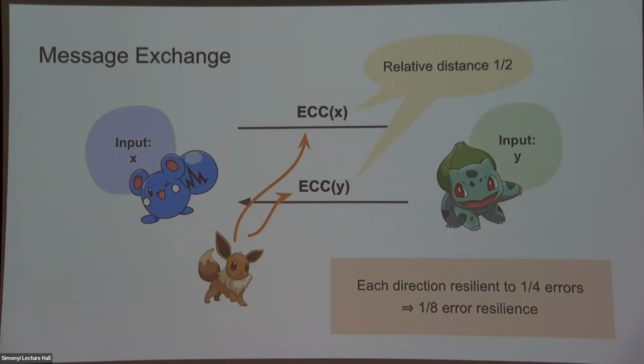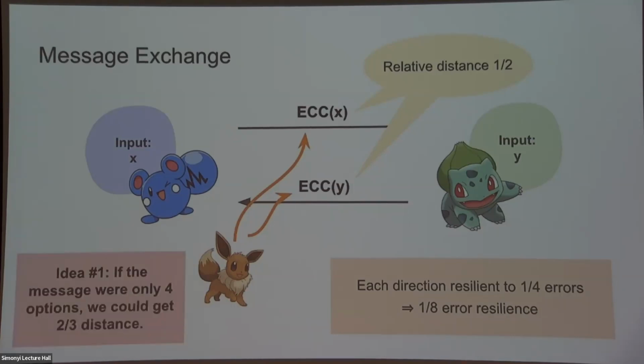Okay, so what's the issue here? Clearly this is not 1/6, right? So why is this not 1/6? The reason is that both of these codes have relative distance 1/2. Alice is sending over X, which is of length K, which is very large, and the best you can do to encode K is to use a relative distance 1/2 ECC. But remember, I told you before, if you're only sending over a 2-bit message, you can get relative distance 2/3. So that's our first idea.